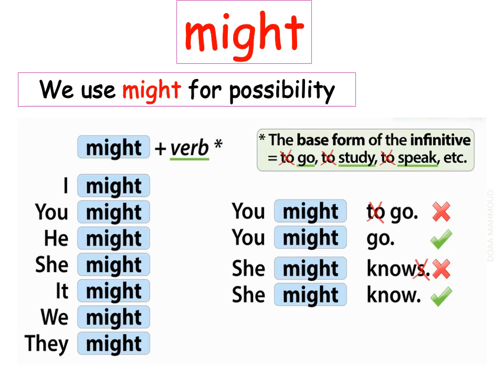I might, you might, he might, she might, it might, we might, they might. We add the verb in infinitive form after might without any addition, without ed or ing or s or es, or any addition. Okay?